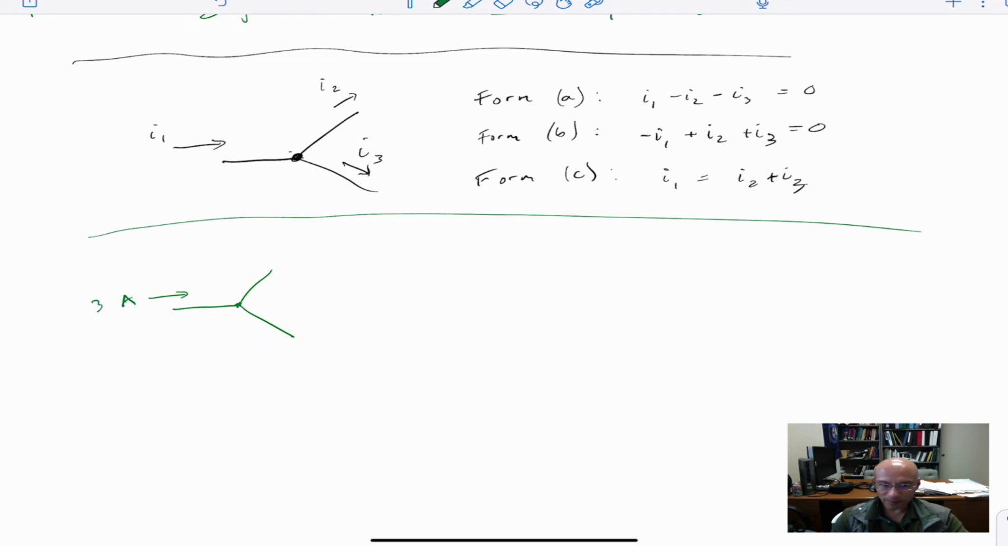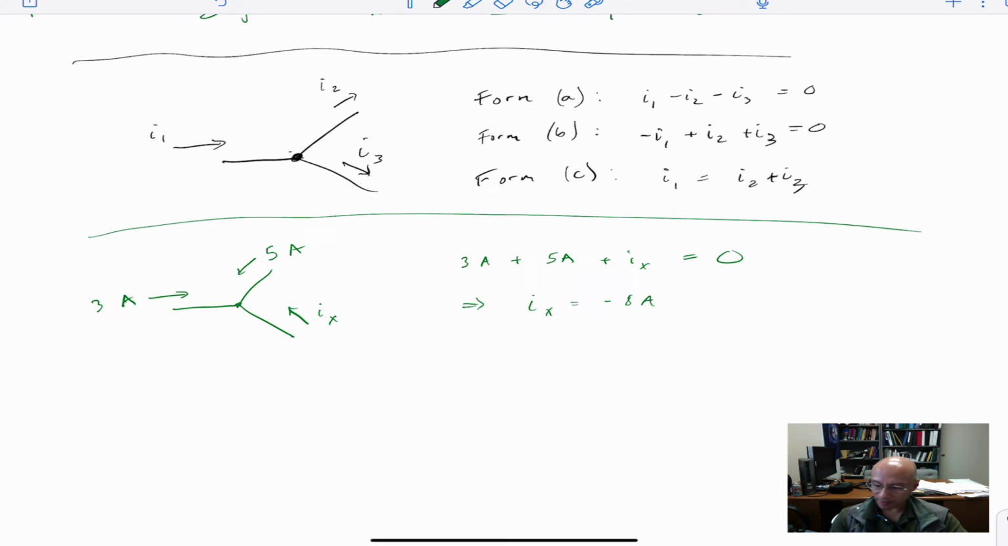Let's say we know 3 amps comes in this way, 5 amps comes in this way, and then we want to know what current is going in here like this. What is Ix? So in this case, we would write a form. We pick a form. I'll pick form A, for example, all the currents entering. So 3 amps entering and a 5 amp current entering and an Ix entering. That's everything. They have to sum to 0.